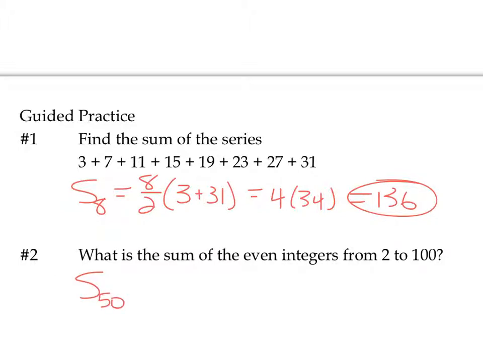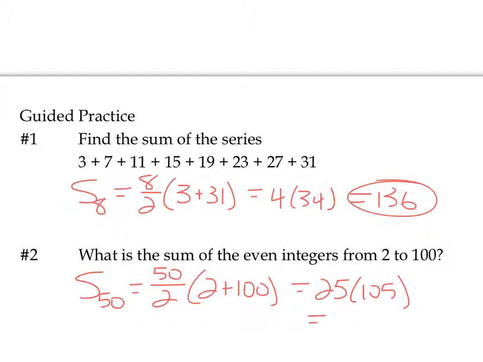There are 50 terms, right? Even numbers from 2 to 100. So that's going to be 50 over 2 times 2 plus 100. The first term is 2, the last term is 100. So 25 times 102 comes out to 2,550. That would be the sum of all the even integers from 2 to 100, 2,550. So that's a relatively direct and quicker method to get that sum rather than just add over and over again, all the way from 2 to 4 to 6, all the way up to 100.